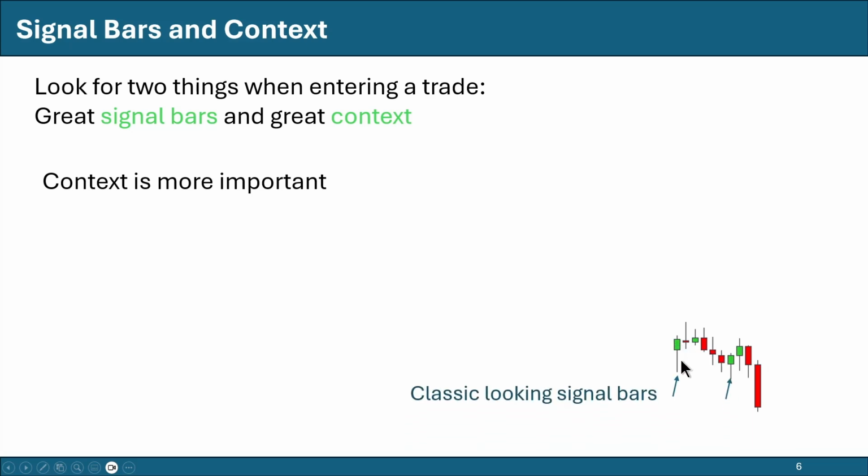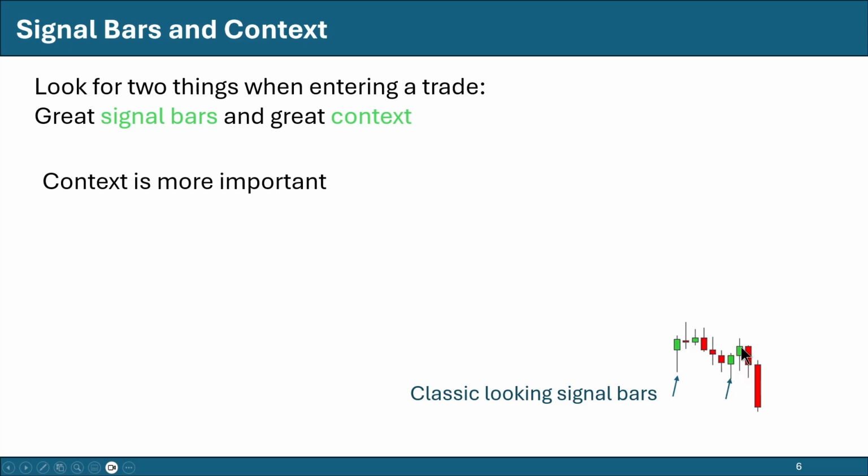Looking at these bull bars, this one and this one, they kind of have this classic look, right? Any sort of teaching that's been done in trading usually has these candlesticks as great examples for signal bars. The body is closing near the high. There's a bit of a tail. The tail is not too large, right? These look like great signal bars, great areas to buy.